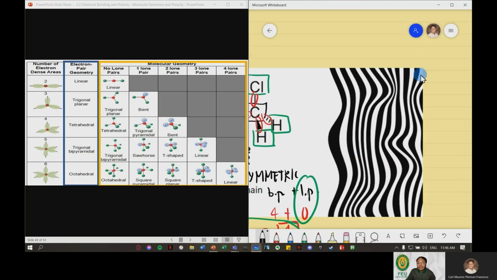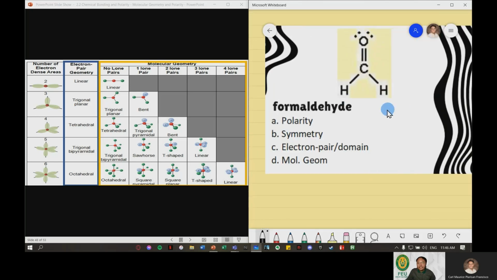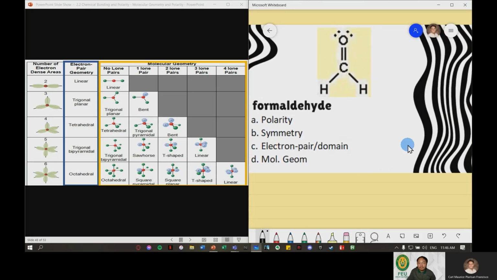Okay, so last one, I think this is the last one. Yes, this is the last one. I shall have formaldehyde. Check the central atom. The central atom doesn't have any lone pair. However, look at the terminal atoms. They are not the same. So my answer would be polar asymmetric.